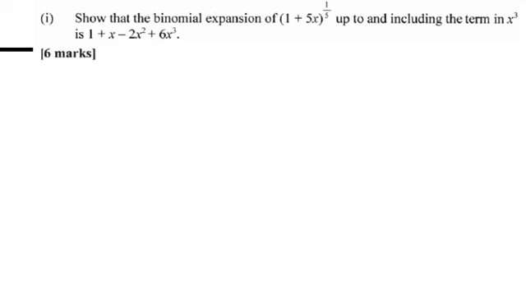Example number 3. Show that the binomial expansion of this up to and including the term in x cubed is given by this. Alright, so we're doing another binomial expansion. However, our power, look at the power. In our previous examples, our power was a positive integer, and the formula we were using could only be used for positive integers. I had mentioned that before.